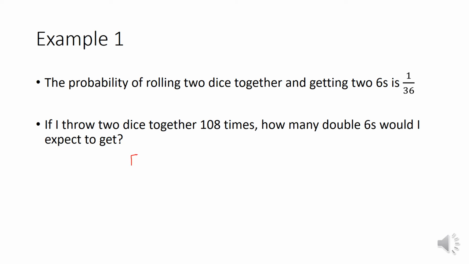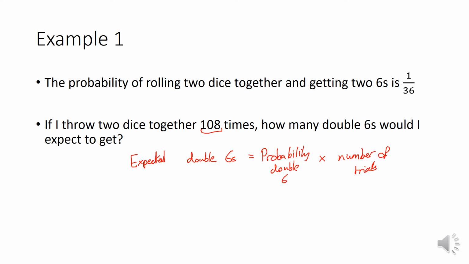So we're going to write out our formula. Expected double 6s. This is how many times I would expect to get a double 6. We've got the probability of a double 6 times the number of trials. So in this case, how many times I'm rolling the 2 dice. That would be 108.